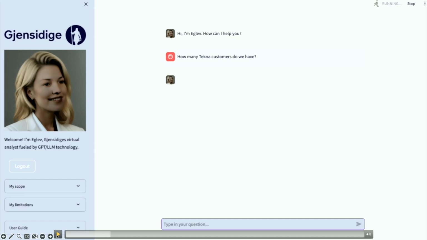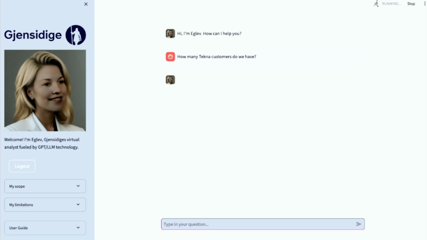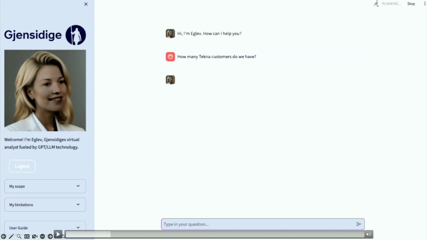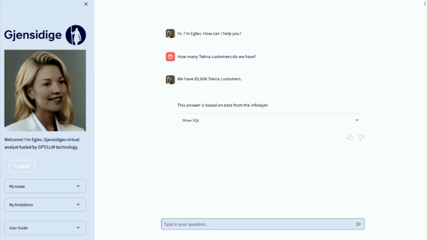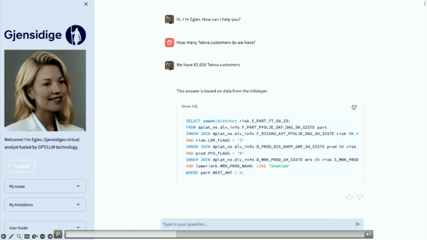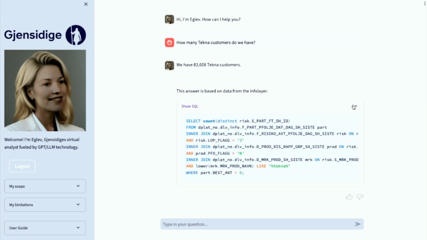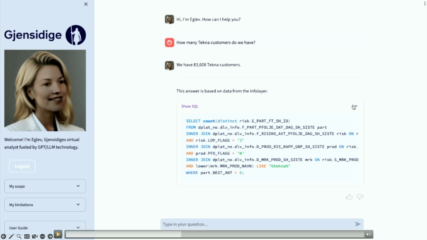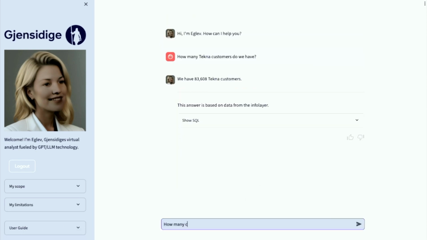This is a group that gets a discount on our premium. It's a question that I like to ask as a test question. The algorithm is working on it and gives us a response back in natural language, 83,000-something Tekna customers. It also tells me where it created the data from, and if I want to, I can look at the SQL that was created, because maybe I am an analyst testing the solution and I want to check that it's correct. And then I can also, like in ChatGPT, give feedback.